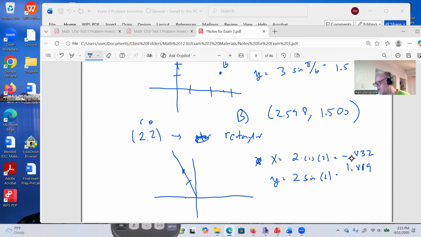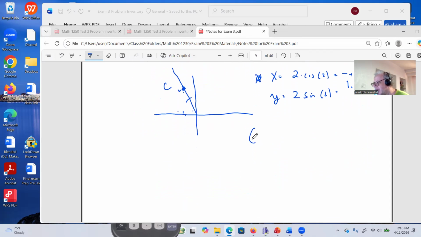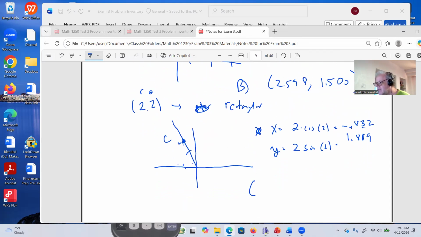When I go to graph this, we have a negative value for our x, so we're going to be going over here, and then 1.819, we're going up. So again, I'm getting approximately the same geographical coordinate. So this is negative 0.832, comma 1.819. And that would be my equivalent coordinate in rectangular going from 2, 2 as polar.